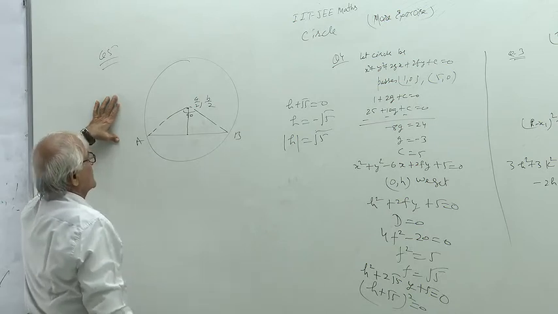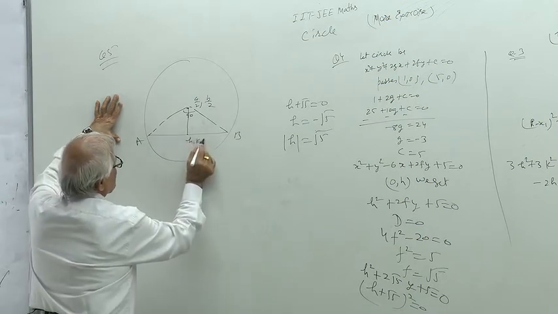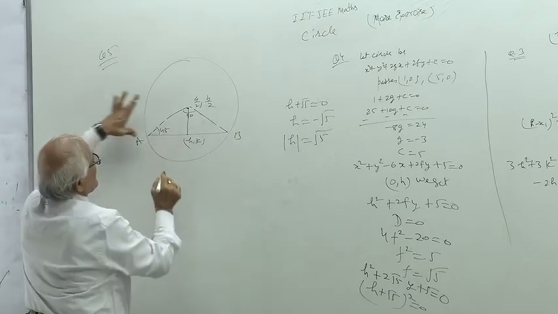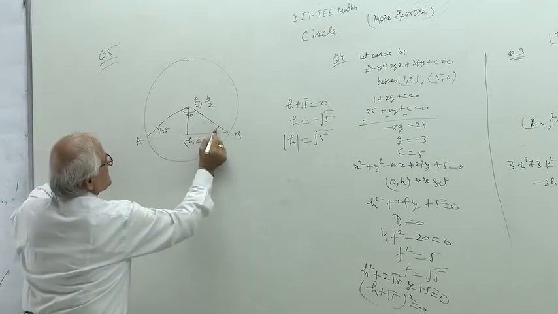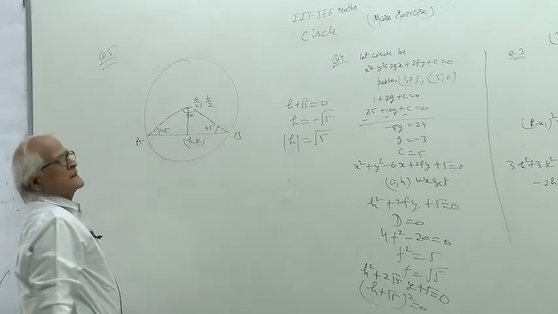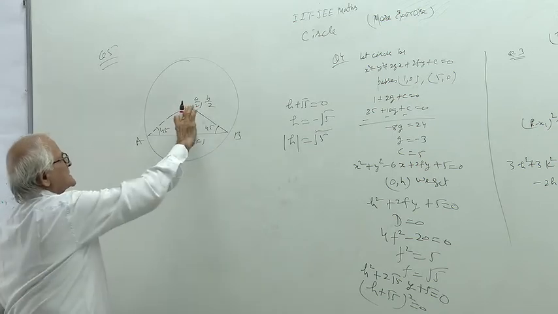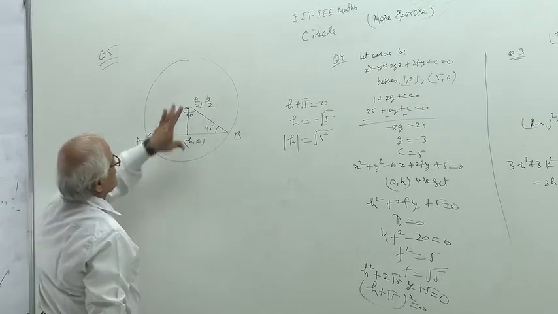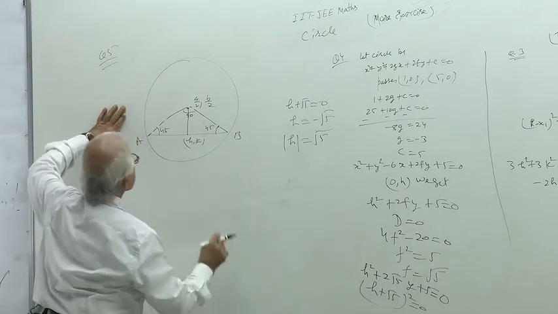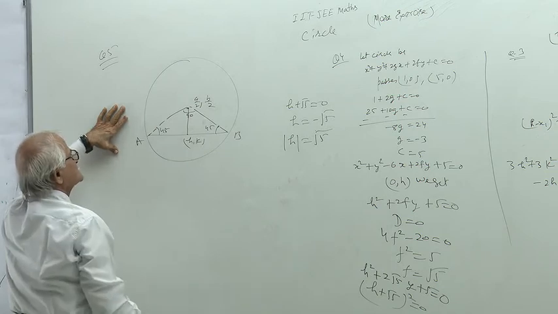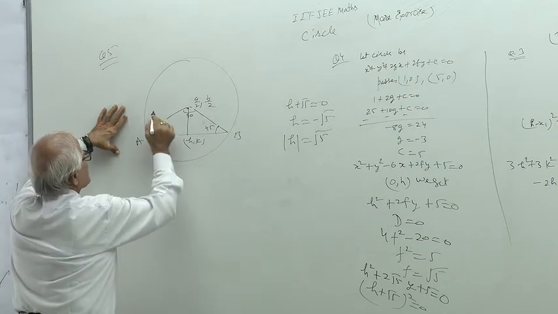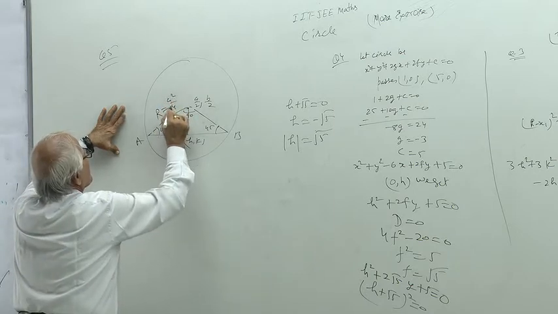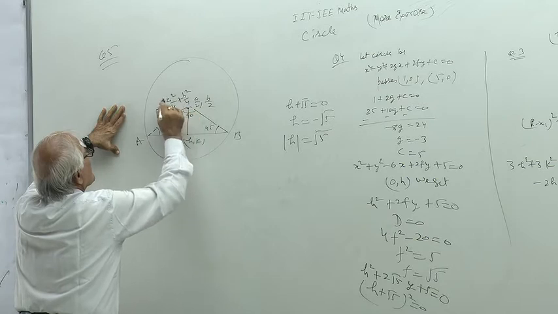Now let the middle point be this, then this will be a 45 degree angle. These are equal radii, so this is also 45. We can easily find this distance. Now what is this distance? The radius is equal to root of (a squared over 4 plus b squared over 4).